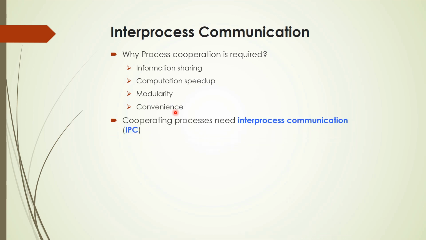Now cooperating processes need interprocess communication, which is also called IPC. And there are two types of models for interprocess communication. The first one is shared memory and the second one is message passing. So let us look at the first one, shared memory.